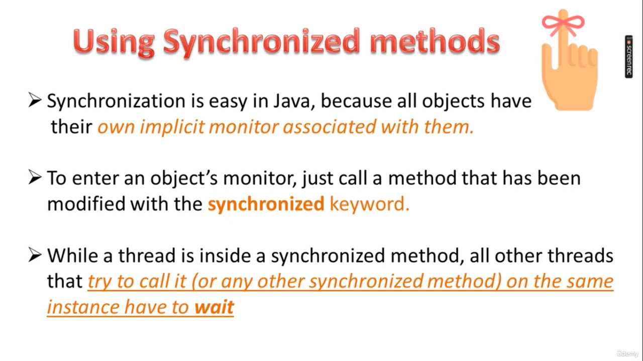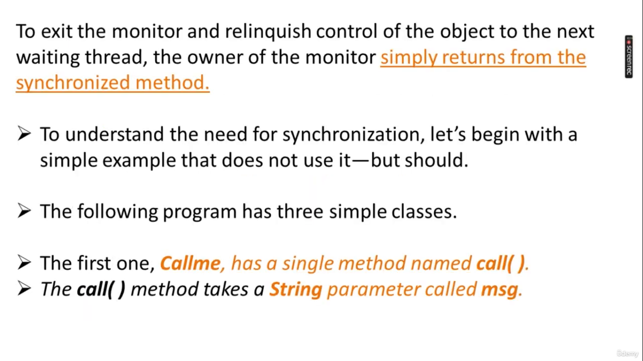All objects have their own implicit monitors associated with them. To enter the object's monitor, just call a method that has been modified with the synchronized keyword. While a thread is inside a synchronized method, all other threads that try to call it or any other synchronized method on the same instance have to wait outside. Okay, this is a very important line. While one thread is inside the synchronized method, all other threads should be waiting.